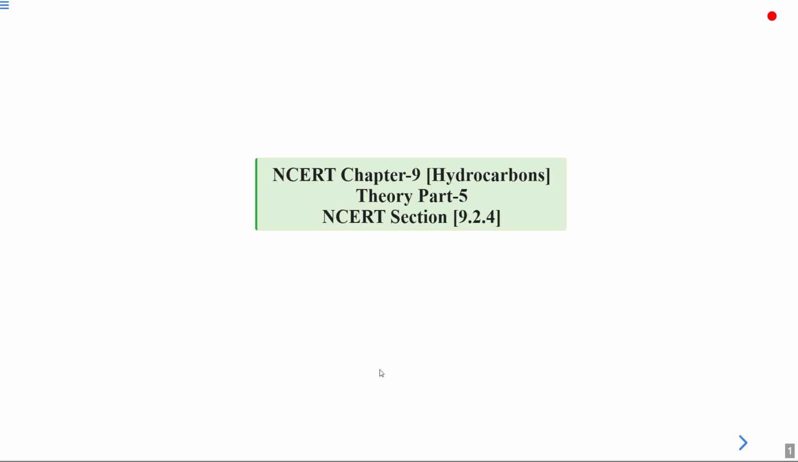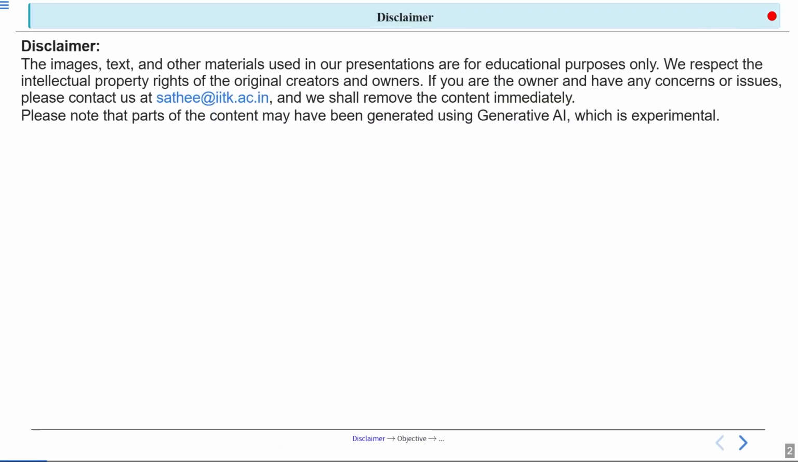Hello students, today we'll see the theory part 5 of chapter 9, Hydrocarbon, in which we will cover the NCERT section 9.2.4. So, this is our disclaimer.